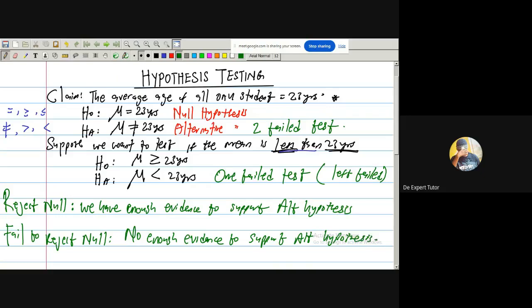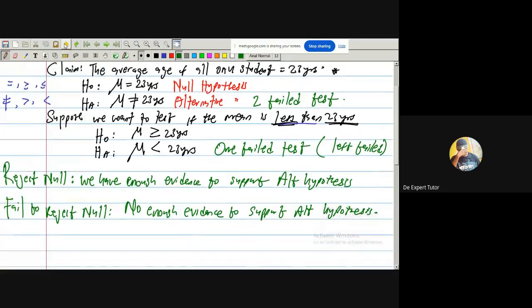Good. Now pay attention. If anything makes us reject this, it means that we have accepted this. So if I reject the null, I would say that there's enough evidence to support the alternative. If I accept the null, it means that there's not enough evidence to support the alternative hypothesis. Just take it this way when we are solving questions, to become clearer. Exactly. That's it. Good. We move on.